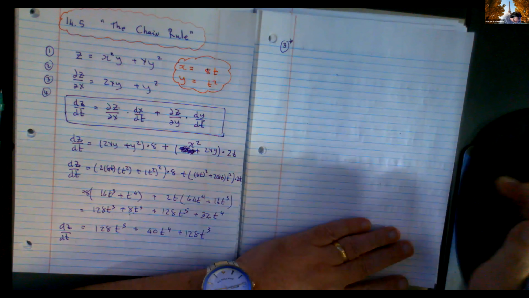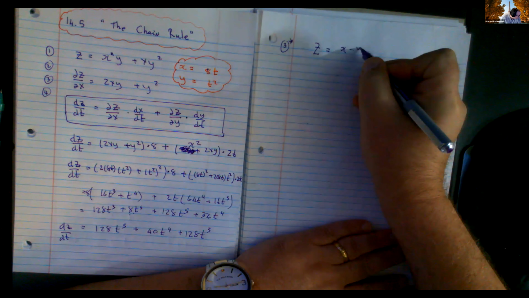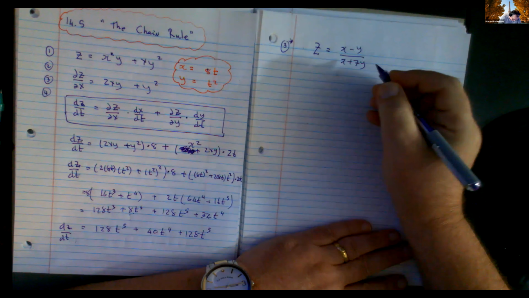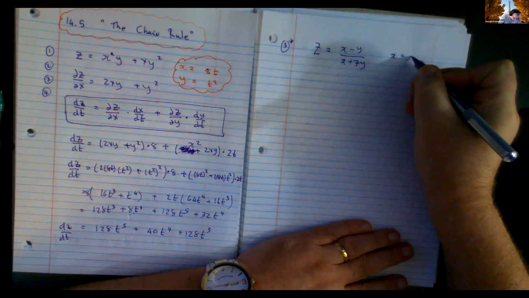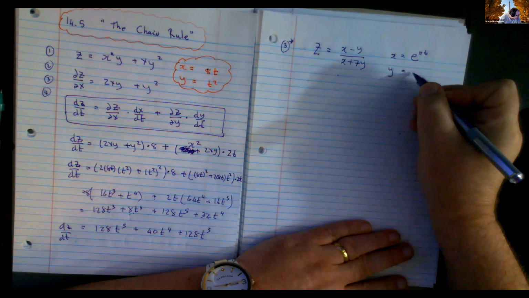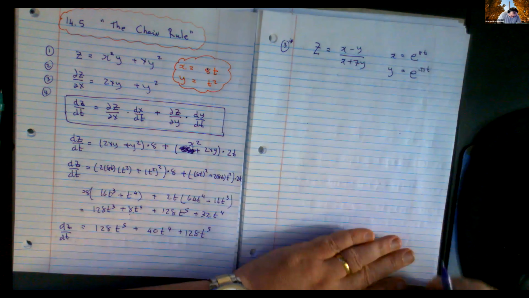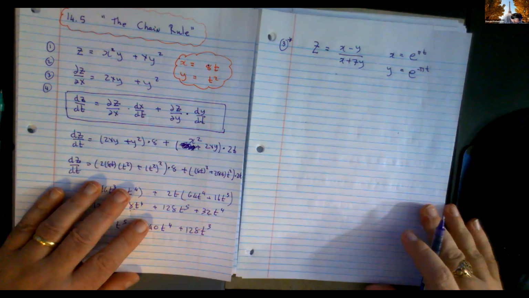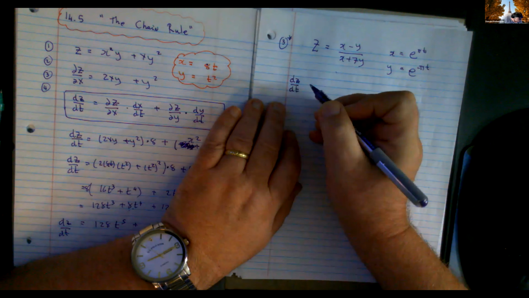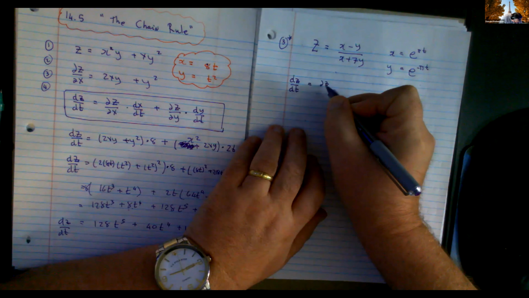This time we have z, and it's x take away y over x plus 7y, and x is e to the pi t, and y is e to the negative pi t. And let's find dz by dt. So I'm just repeating my formula from before.